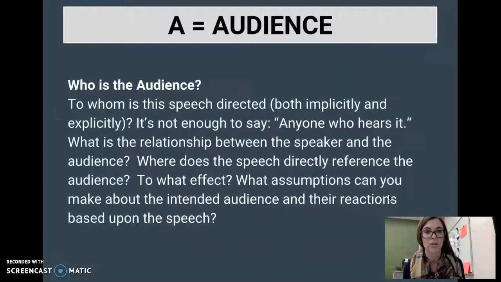Next, in our SOAPSTone acronym, we have audience. The audience is to whom the speech is directed. So very obvious, but also maybe implicitly. So it's not enough to say that anyone who hears the speech is the audience, but you have to think about the relationship between the speaker and the audience. What assumptions are the speaker making about the audience based on the text?